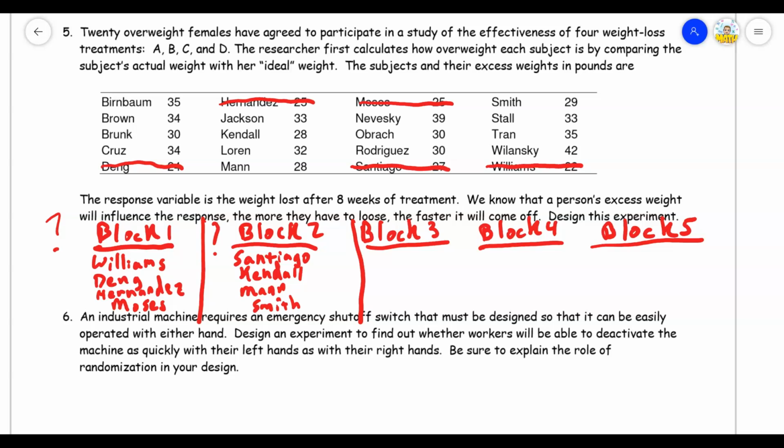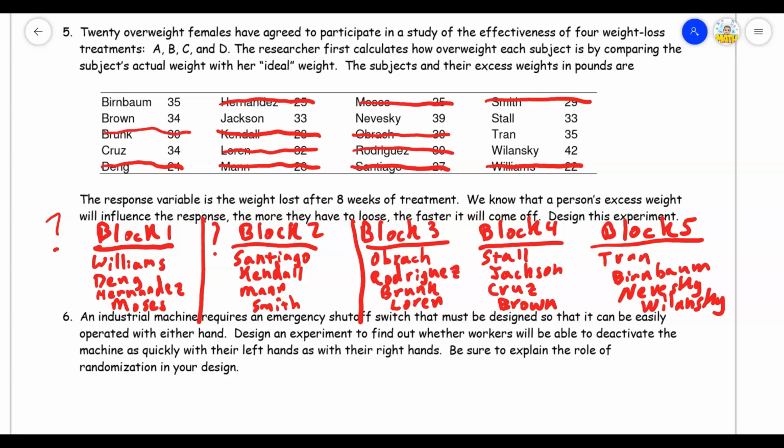Santiago is the next most overweight at 27 pounds. And then I see Kendall and Mann are both at 28 pounds. And then it looks like I have Smith at 29 pounds. That would be a suitable block. Okay, so let's list out the rest of the blocks here. Okay, so these would be the rest of my blocks.